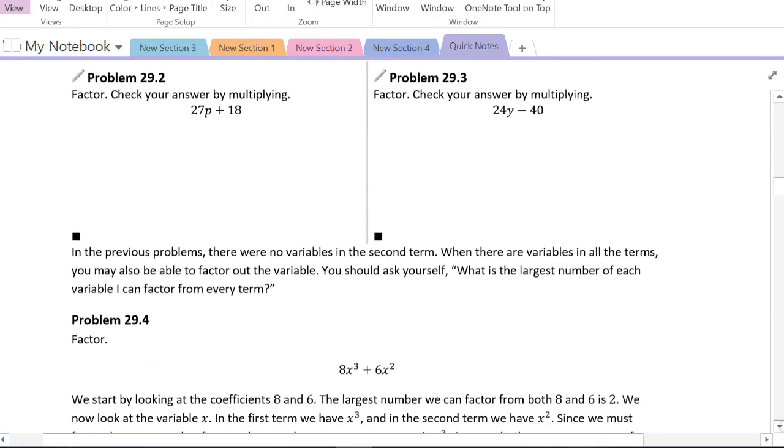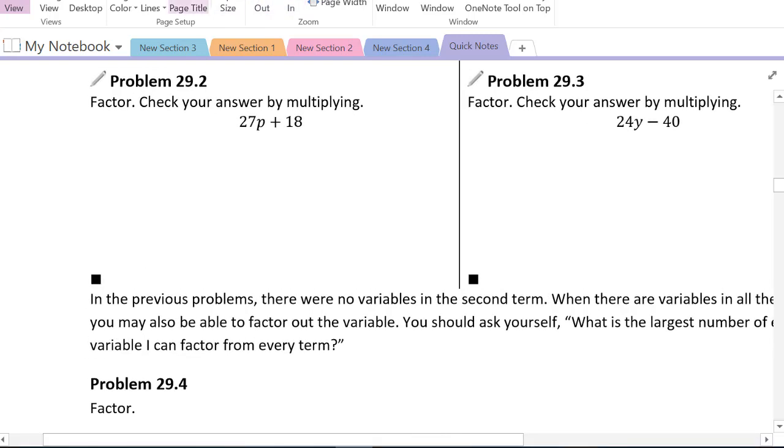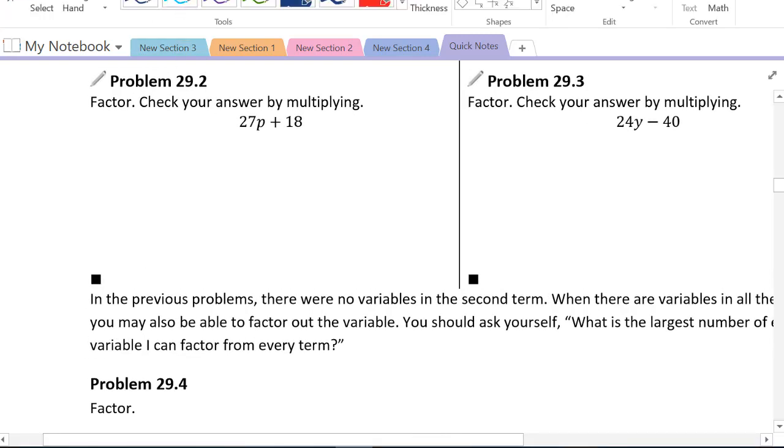All right, so let's look at 29.2. So when we try to remove the greatest common factor, you're basically looking at the numbers. So we're going to look at 27 and 18, and then you're going to ask yourself, what number can go into 27 and 18? So if you think about it, 9 can go in, right? So then what you do is you factor out, we say you pull out the 9, factor out a 9, and you add these parentheses here.